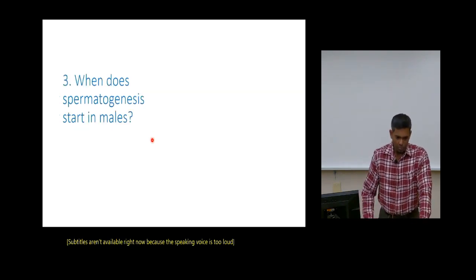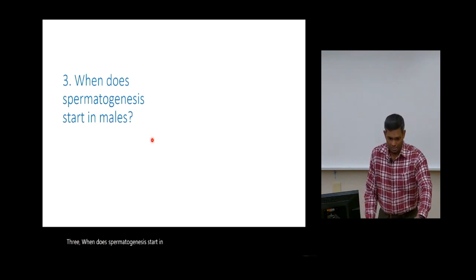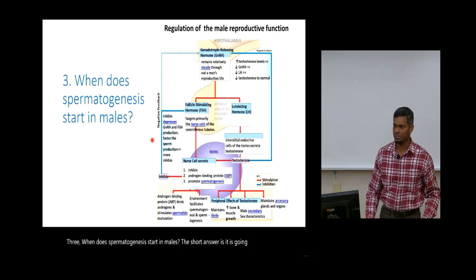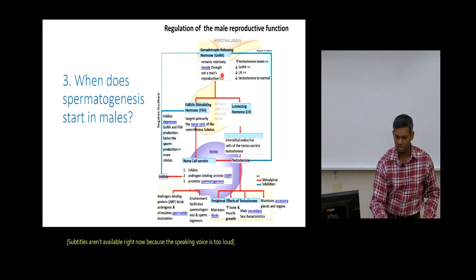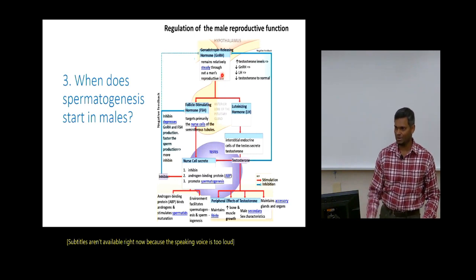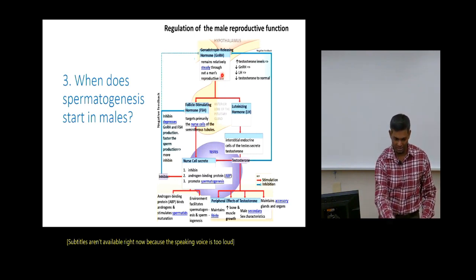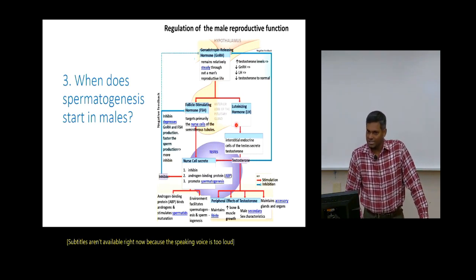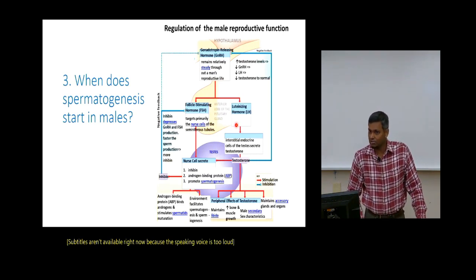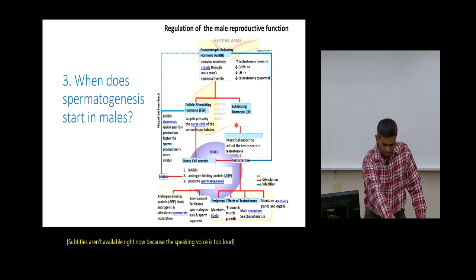Question 3, when does spermatogenesis start in males? The short answer is it's going to start at puberty, because it is at puberty where you have the GnRH hormone being released, and that will have a downstream effect on releasing FSH and LH, which will act on different cells in the testes, which can lead to sperm production.